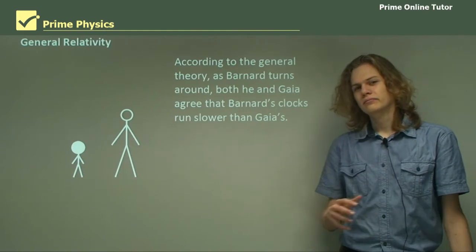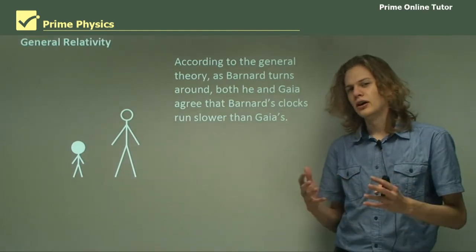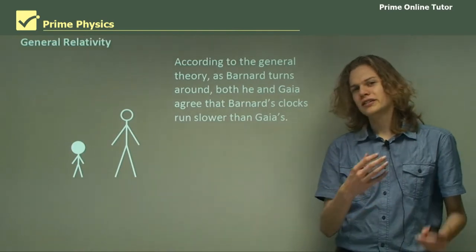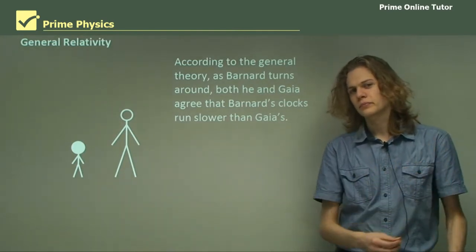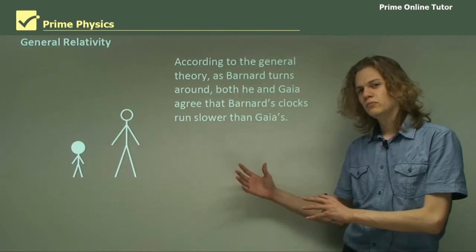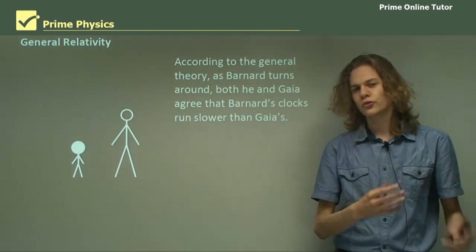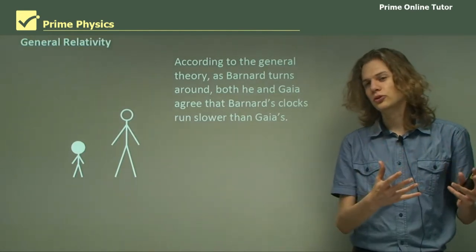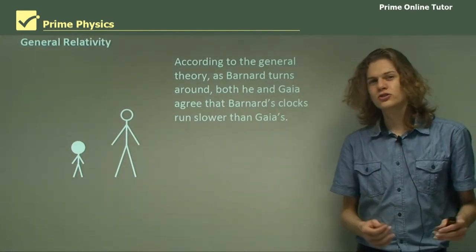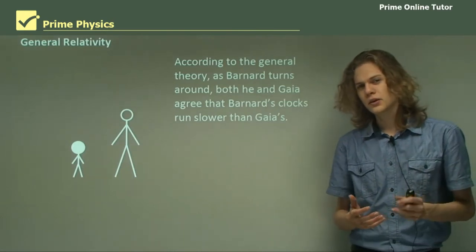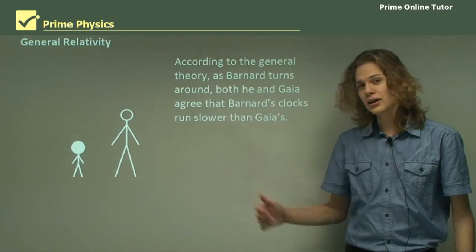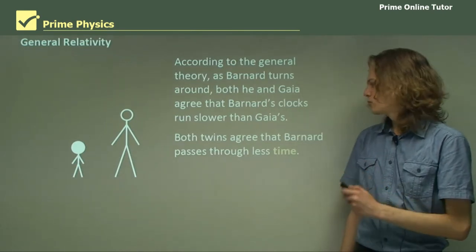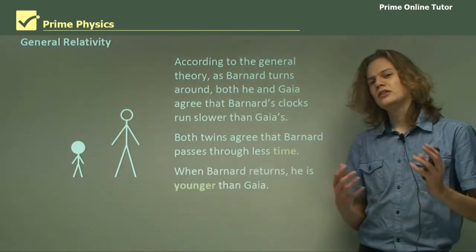This means that as he's moving around the star and as he begins accelerating, Barnard observes his sister growing much, much older. Once he gets out of the acceleration and moves at constant velocity back towards the Earth, Gaia is once again time dilated and moving slowly through time, except by this point she's already a lot older than Barnard. So by the time that Barnard arrives back, Barnard will figure out that he is in fact younger than Gaia.